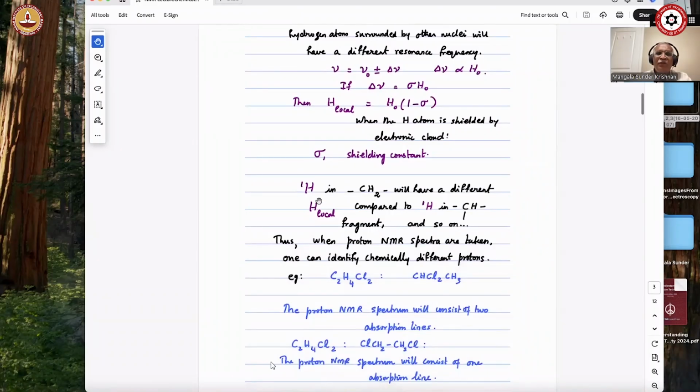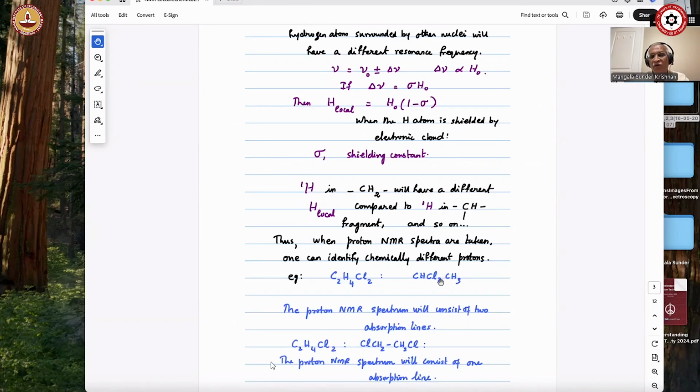So for example, a proton in CH2, a methylene group, will have a different H local compared to a proton in a CH group, and so on. This is for proton NMR; the same thing holds for carbon, nitrogen, fluorine. In different environments, they will have different local fields. Thus, when proton NMR spectra are taken, one can identify chemically different protons. C2H4Cl2 is an example. C2H4Cl2 is CHCl2, CH3.